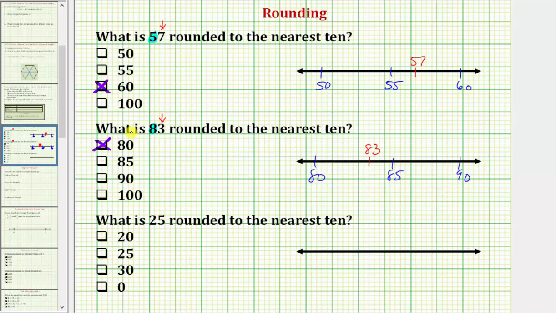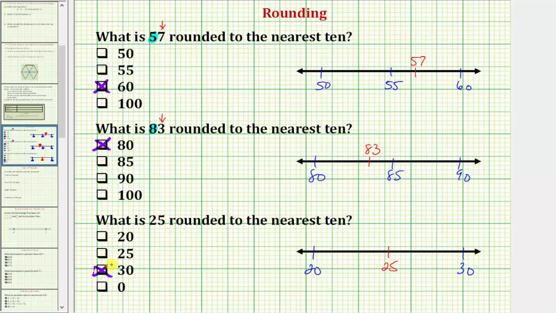And now our last example is a little bit different. We're asked, what is 25 rounded to the nearest 10? So the tens place value, 25, would be between 20 and 30. What's different about this example is notice 25 is actually right in the middle. So notice how it's the same distance from 20 as it is to 30. So in this case, we have the rule that if the value is right in the middle, we round up, and therefore 25 rounds up to 30.